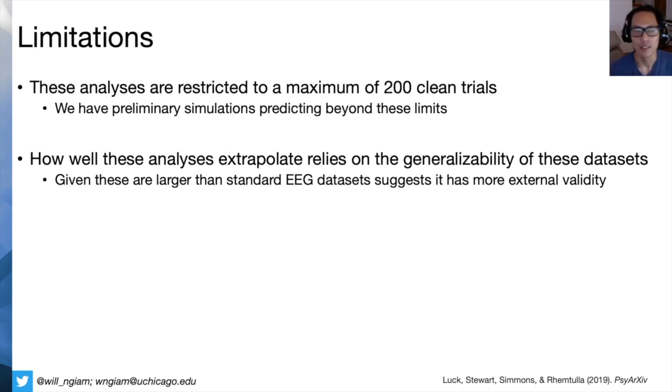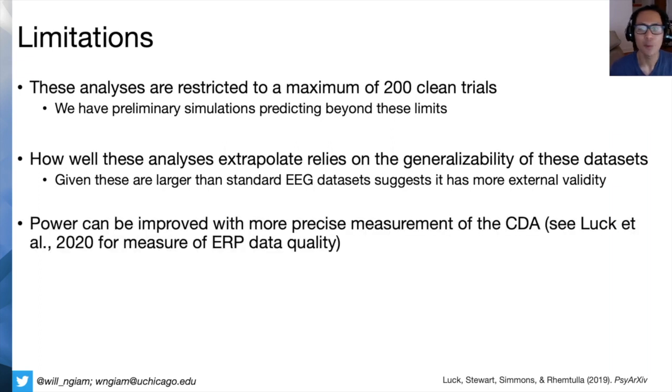but one way to improve this is to perhaps do a many labs kind of thing where we collate a big data set. And another way to improve power is not just to use number of subjects and number of trials, but to improve the precision of the measurement of the CDA. I just wanted to point out a recent journal article, which introduces a measurement for ERP data quality.